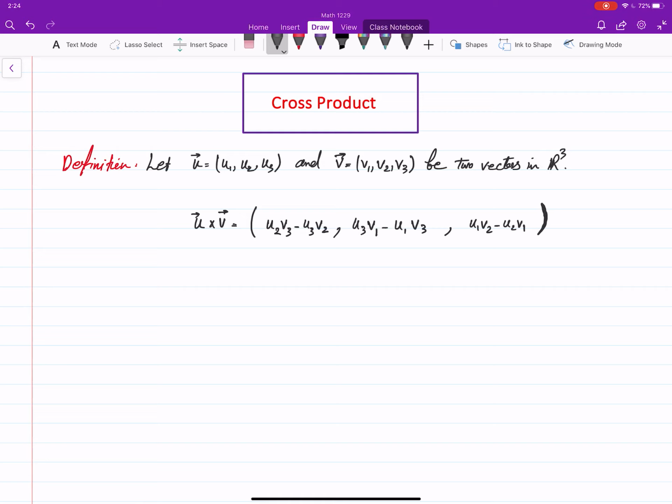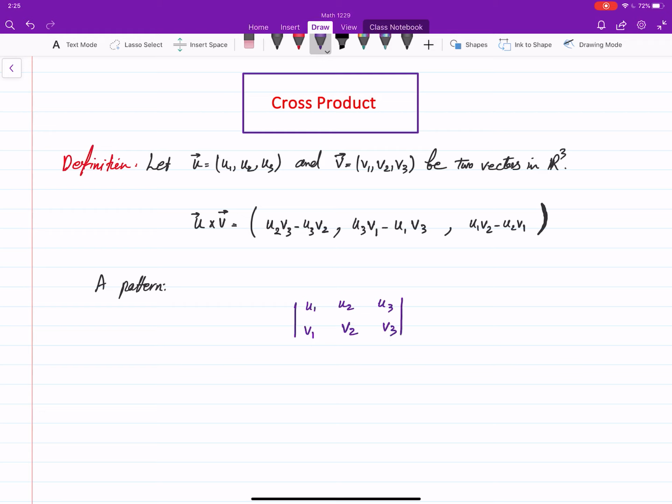To have a pattern in mind to do this computation, the cross product, you can get help from the following. So, how to memorize a pattern. First thing first, you put the components of vector u in the first row and then the components of v in the second row. So it will be v1, v2, v3.